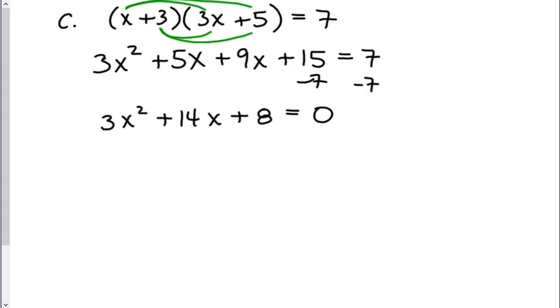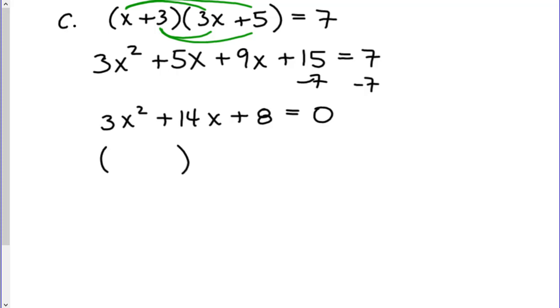Now, this is a polynomial that we need to factor. So the unfortunate thing about this process is we started with a factored polynomial, multiplied it out just so we could get this thing set equal to 0. Now we have to factor again.